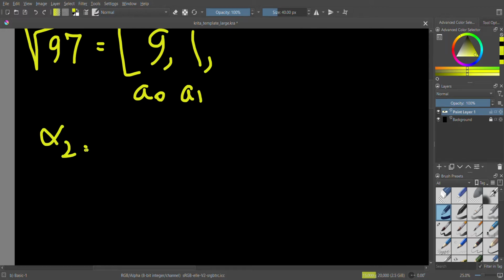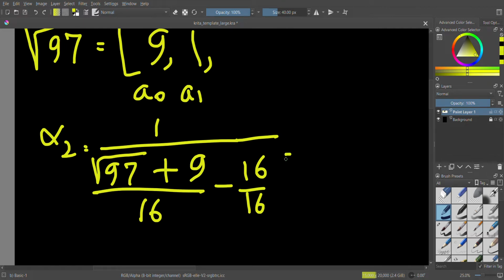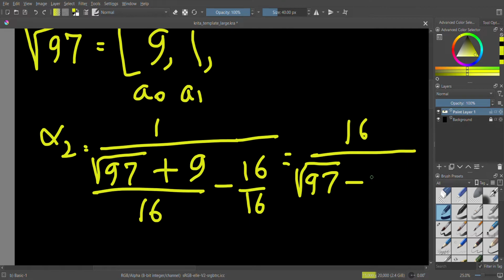Alpha sub 2 is, we said alpha sub 1 was square root of 97 plus 9, divided by 16, and we said a sub 0, a sub 1 was 1, right, so a sub 1 was 1, so this is really 16 over 16, and this equals 16 over square root of 97 minus 7.